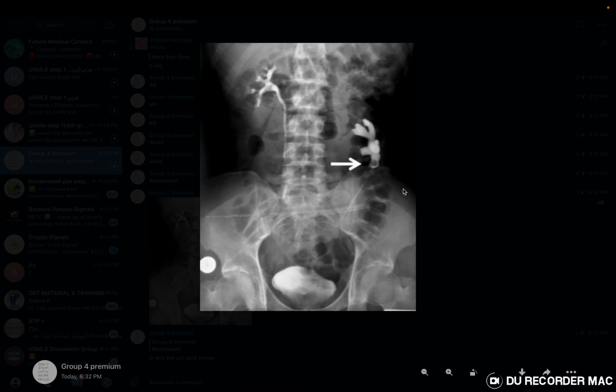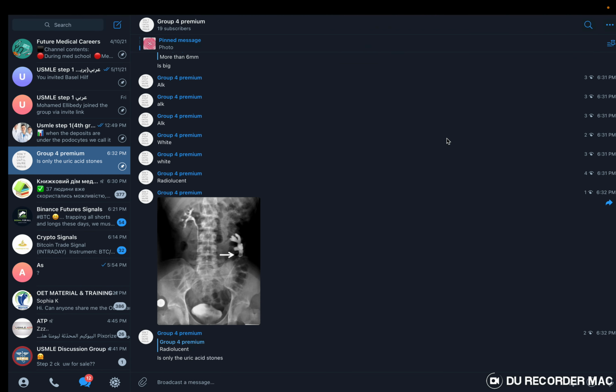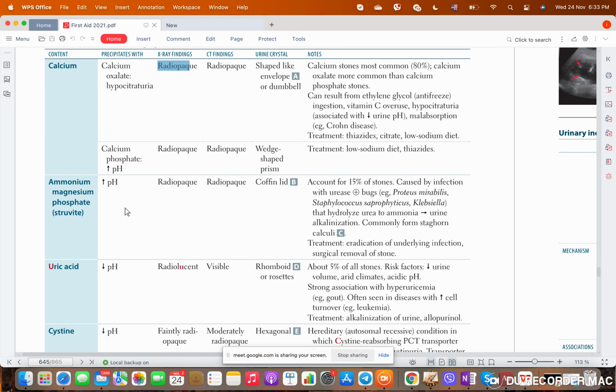So, yes, the only radiolucent stone is the uric acid. It's the only one. And remember, it has the U in it, uric acid, so it's radiolucent.